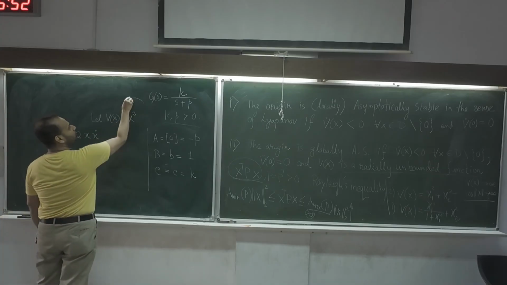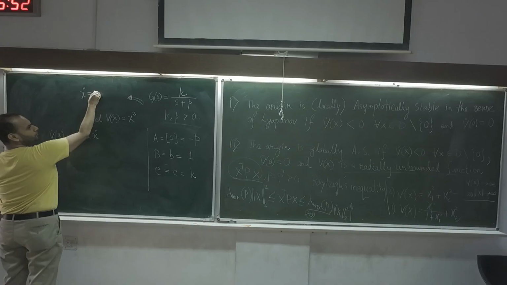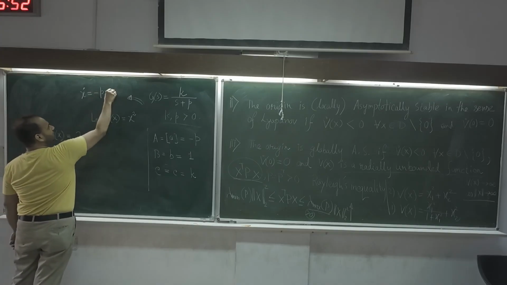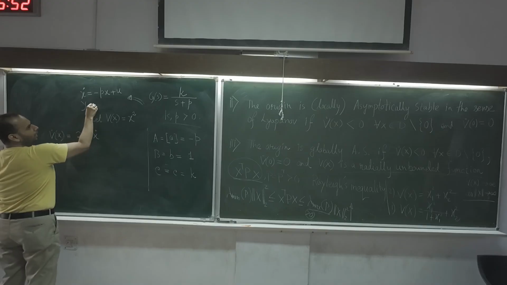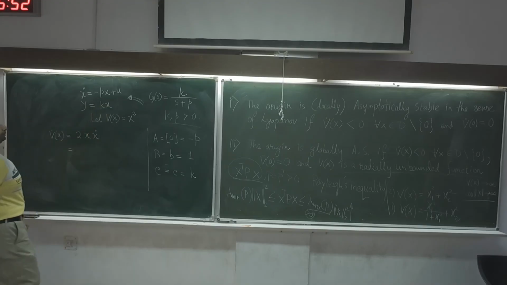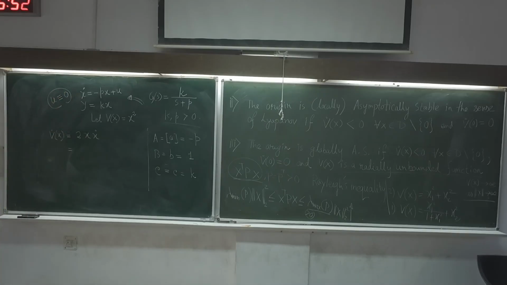Now, if it is x dot, then how would you write it? From that, what will be your state variable representation? x dot equals minus px plus u, and y equals kx. We have to do the analysis for the unforced system. So u identically 0, so the u term goes away. So you have only x dot equals minus px.